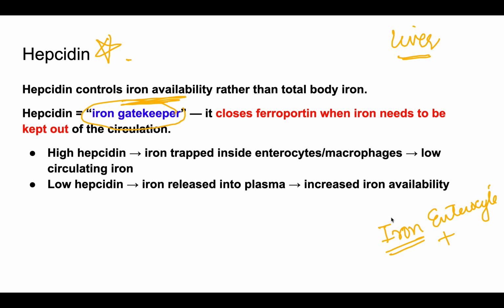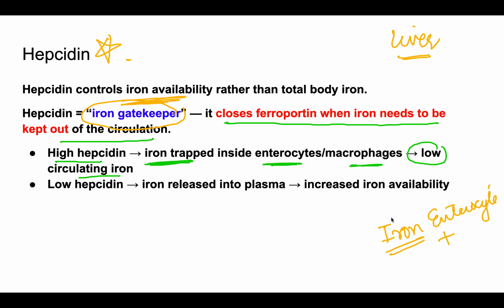So hepcidin, what does it do? It closes the ferroportin when the iron needs to be kept out of the circulation. High hepcidin leads to iron entrapment within the enterocytes or the macrophages. That means there is low circulating iron. With low hepcidin, iron is released into the plasma, therefore it increases the iron availability. So hepcidin is important in that way.